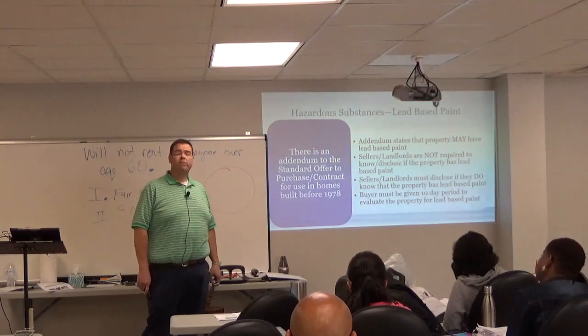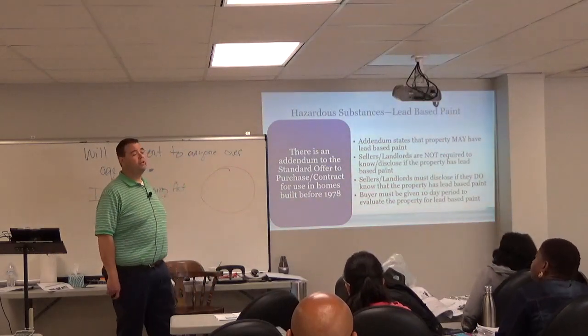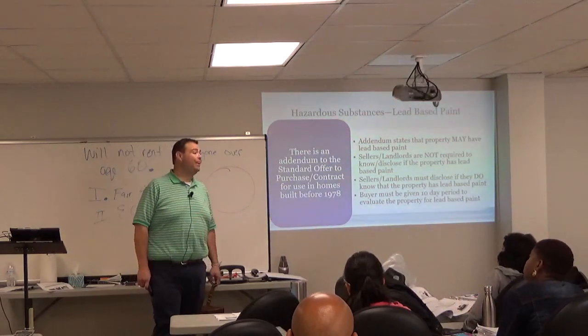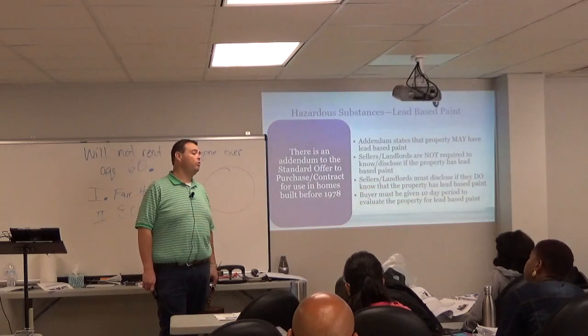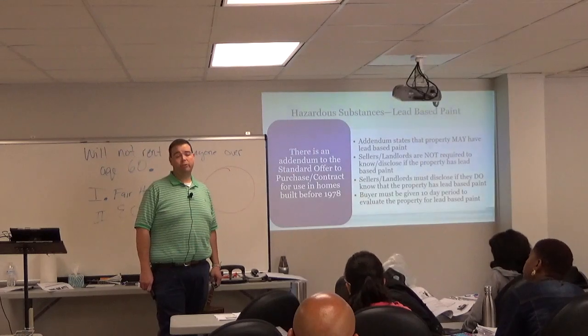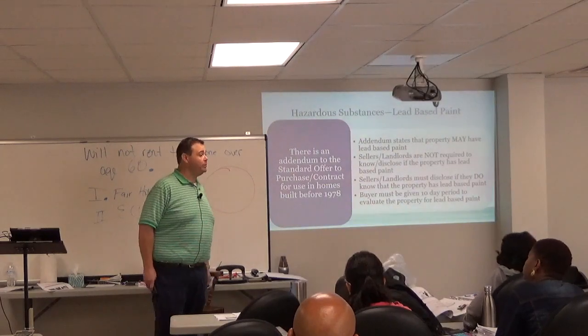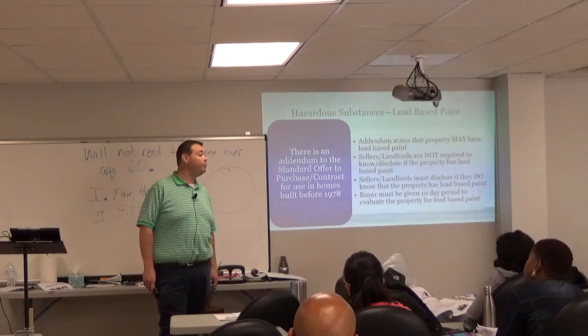And the truth is, even if it was painted in the 70s, there's a pretty high likelihood it doesn't have lead-based paint anyway. By 1975, lead was only found in about 25% of paint. So even if the house was built in 1975, there's a 75% chance it never had lead-based paint anyway.